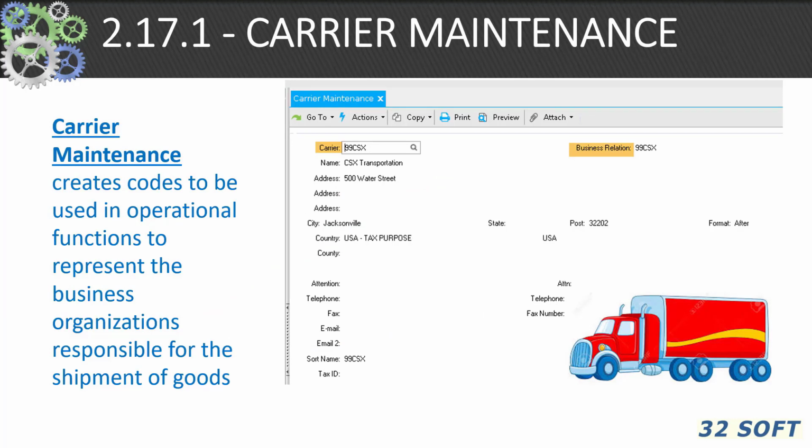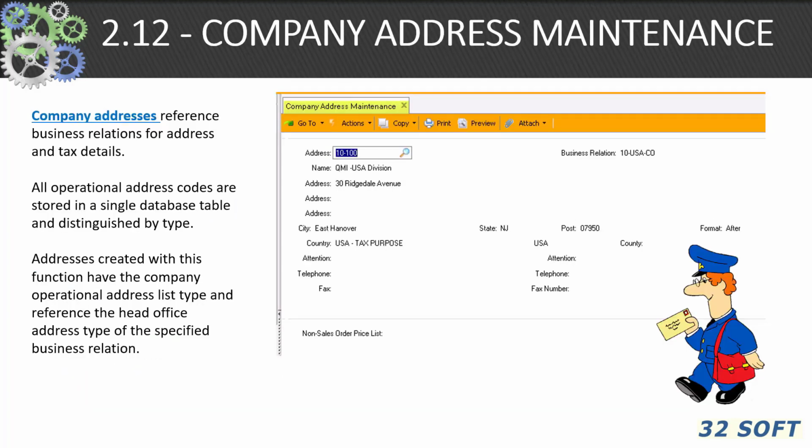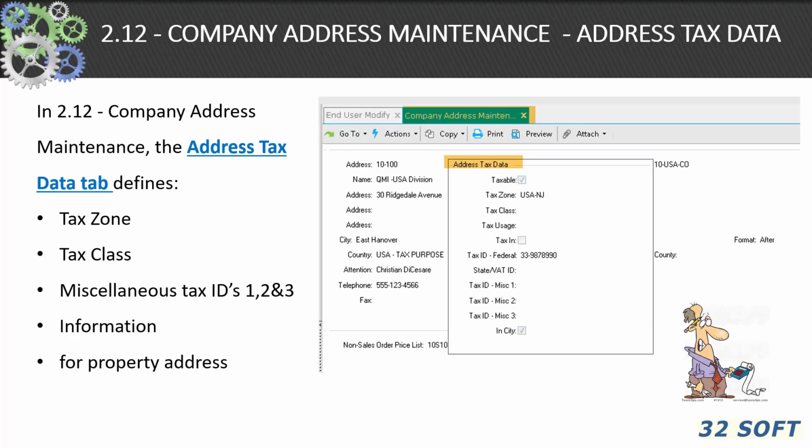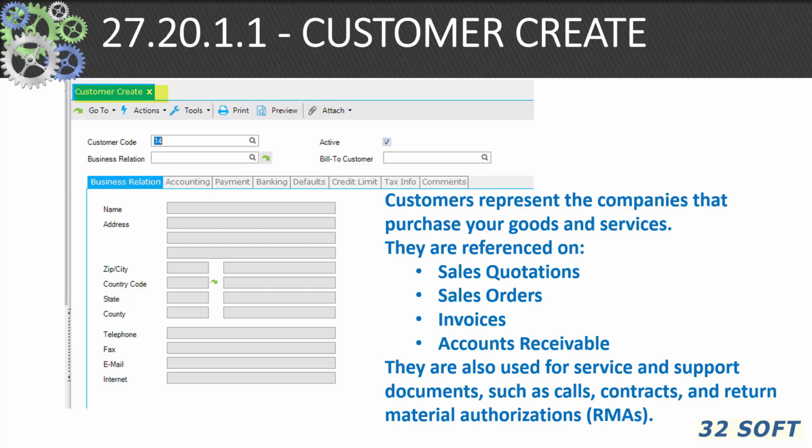The 2.17.1 carrier maintenance. This is where you create the code that is used to represent organizations that are responsible for the shipment of your goods. The 2.12, most of us remember this from SA. This is where we set our address information for our company associated with the business relationship. And then we've got the address tab, which again lets you set usage tax and a couple of miscellaneous fields for tax identification.